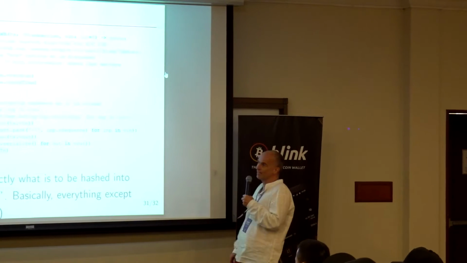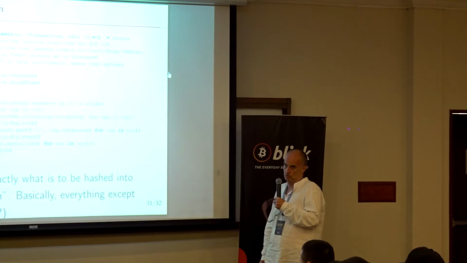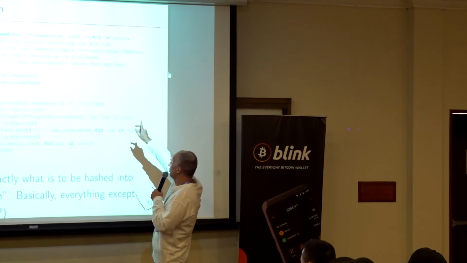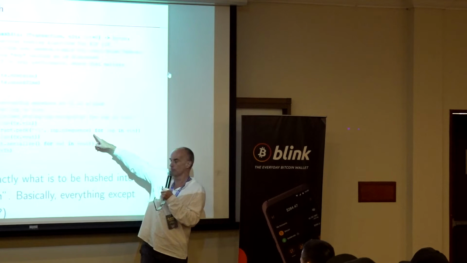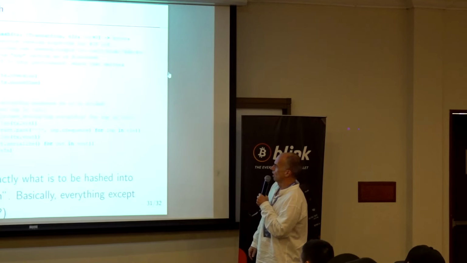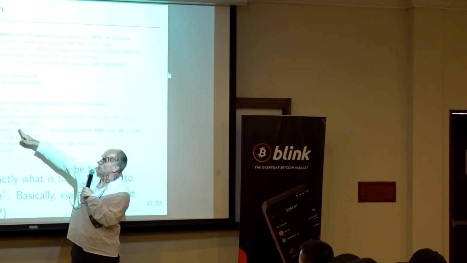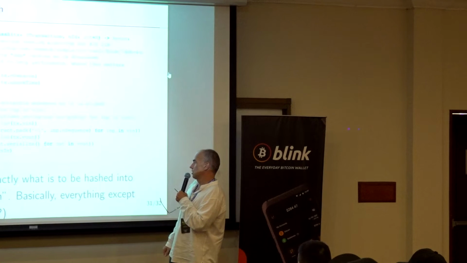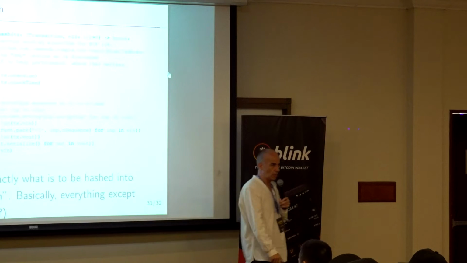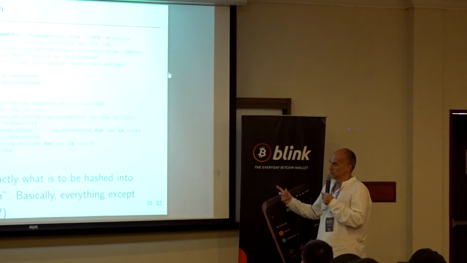You hash basically everything in the transaction except for the inputs. And even then I have to qualify that, because you can see that it hashes the sequence numbers of the inputs, and it also hashes the number of inputs, that's the length of the vin of the transaction, and it also hashes the index of this input. So it basically tries to hash absolutely everything except one thing.